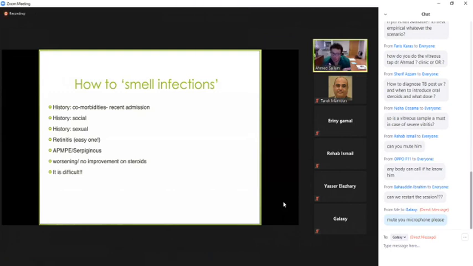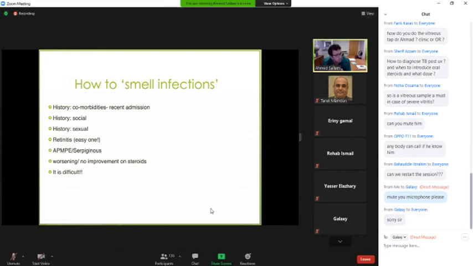Pets, a cat or a dog in the house, that would be something that may get you to suspect the infection. Sexual history is very important, particularly men having sex with men and multiple sexual partners. That's very important. And under the sexual history is intravenous drug use.